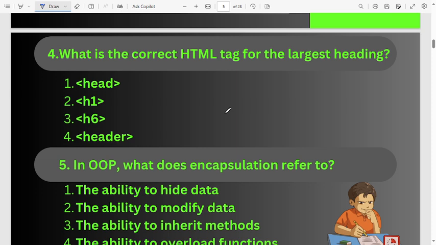Now the next question is from HTML tags. HTML is basically hypertext markup language which is used for making websites, and these tags are used for headings from H1 to H6. So we have to find out which is the largest heading. The correct answer will be H1. H6 will be the smallest one. So don't confuse.